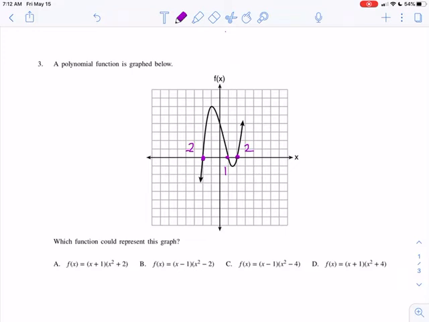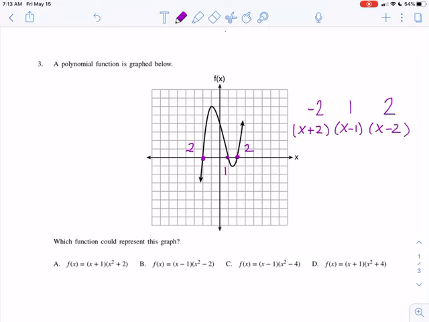So if my zeros are -2, 1, and +2, what are those as factors? Take the inverse signs. Well, x plus 2 times x minus 1 times x minus 2. If I set each of these factors equal to 0, I would get the solutions written right above them because they're the opposite signs. So now, do I see x plus 2 times x minus 1 times x minus 2 as any of my answers?